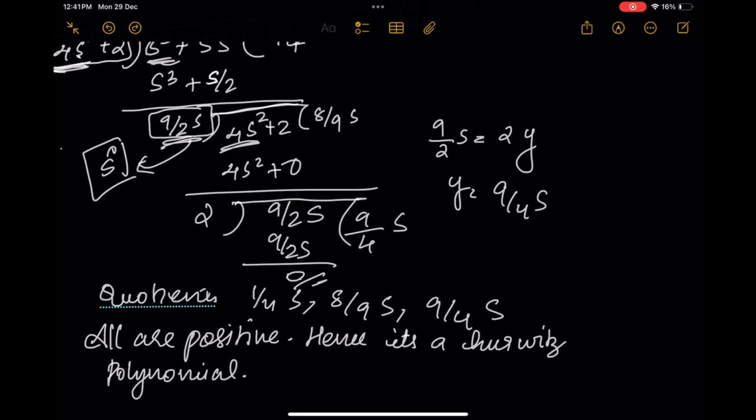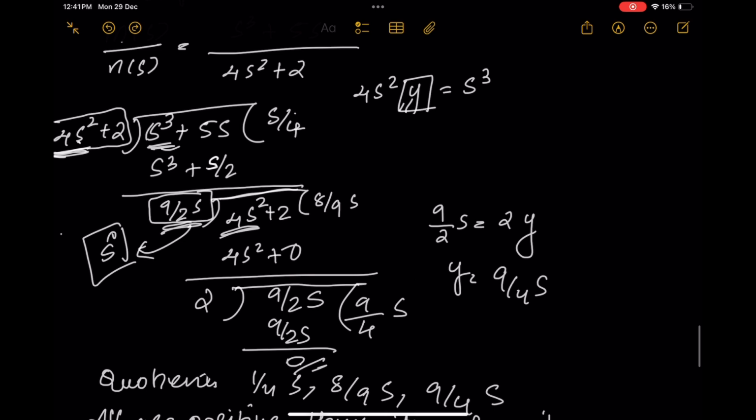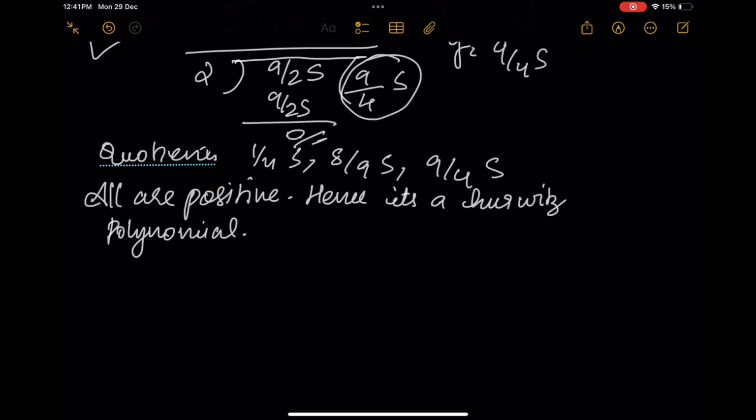Okay, and from this we can see that all the quotients that we have gotten until now are s by 4, 8 by 9s, and 9 by 4s. All of them are positive. So we can say that since all quotients are positive, hence the polynomial is Hurwitz.